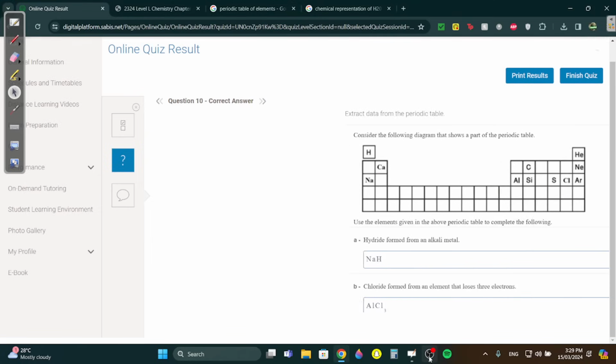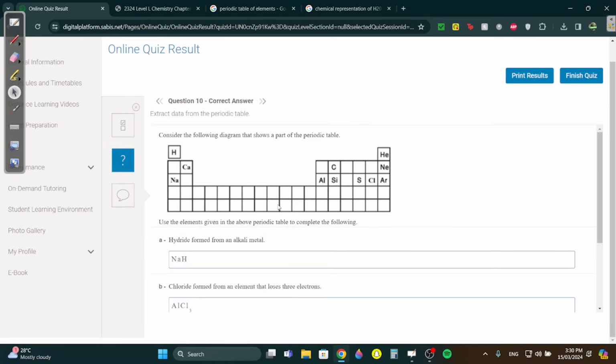Question 10. The hydride formed from an alkali metal. So using the periodic table here, the hydride formed from an alkali metal. Hydride means the compound of hydrogen with what? The alkali metal. What alkali metal do we have here? We have Na. So Na plus the hydride, which is hydrogen. What do you get? So obviously NaH.